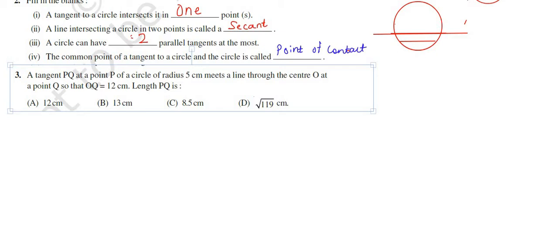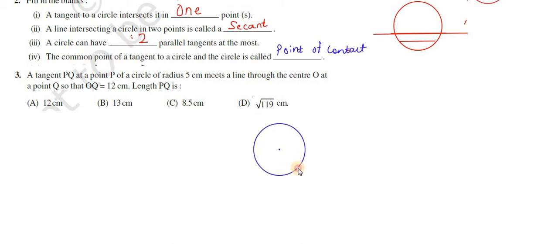Actually, we need to solve the problem. We are not able to guess the answer. So how to solve the problem? First, to solve this, we need to draw the diagram. I'll tell you how to draw the diagram. Now what they're telling, first draw a circle.